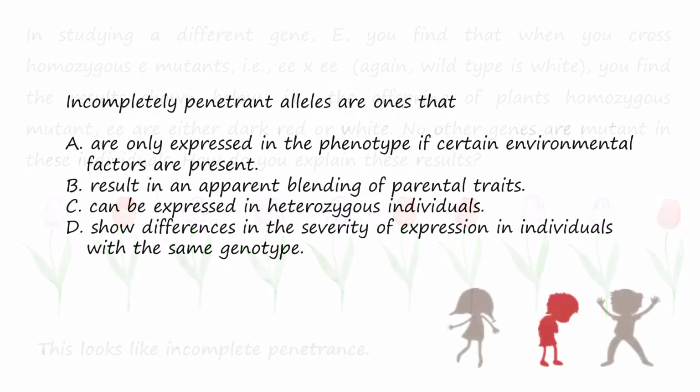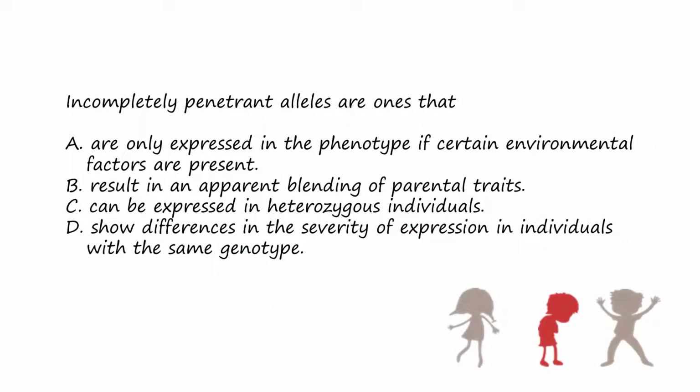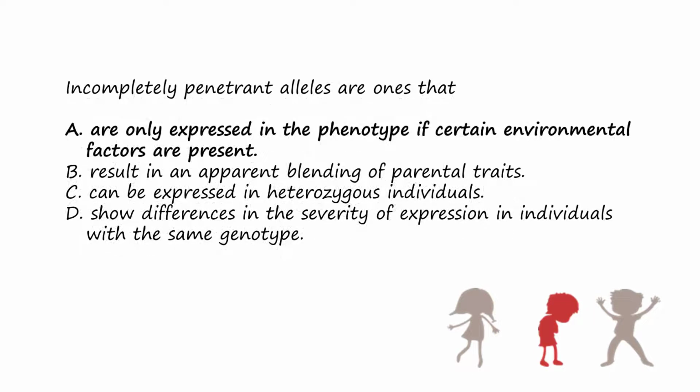Question 3. Incompletely penetrant alleles are ones that A. Are only expressed in the phenotype if certain environmental factors are present. B. Result in an apparent blending of parental traits. C. Are always expressed in heterozygous individuals. D. Show differences in severity of expression in individuals with the same genotype. The answer is A, as seen in the example discussed in the video, where females with a BRCA1 mutant allele have a higher chance of cancer than males, probably due to their higher estrogen levels. Answer D refers to the concept of variable expressivity.